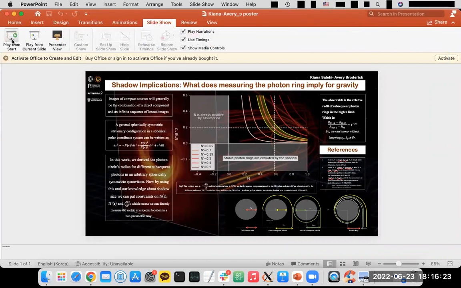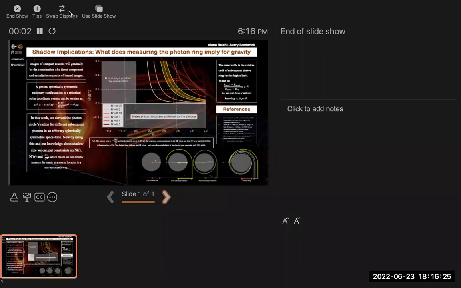Hi, I'm Kiana. I'm working with Avery Broderick. We all know that black holes are characterized by their mass and spin. We call this the no-hair theorem, but we can actually observe some deviations from this theory. I try to describe it by starting from a spherically symmetric stationary metric like this, which is a general case. It's not necessarily some perturbation to the Schwarzschild case.